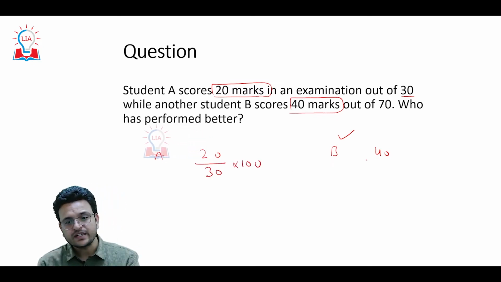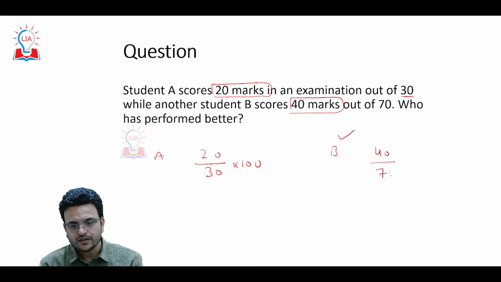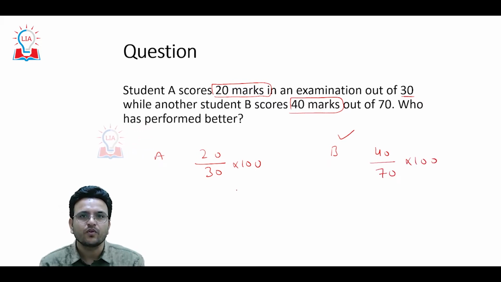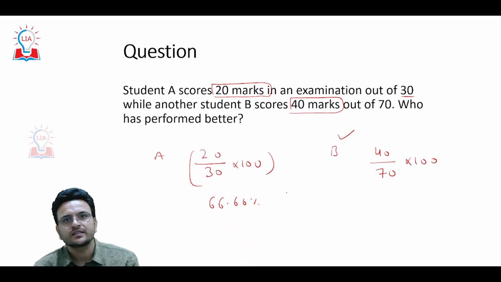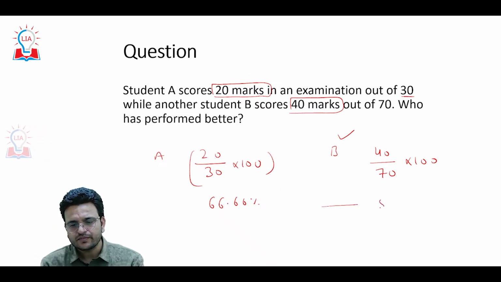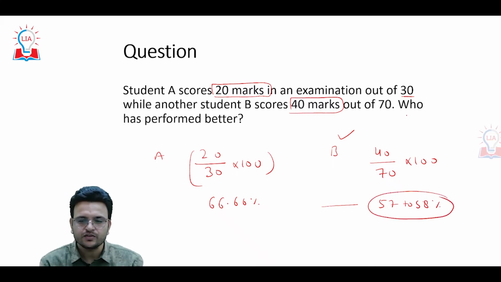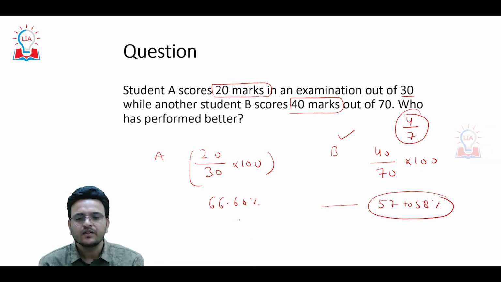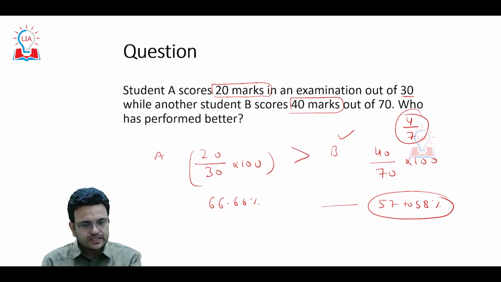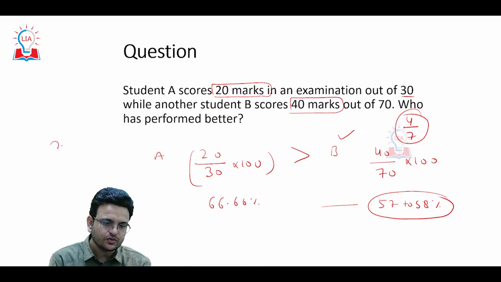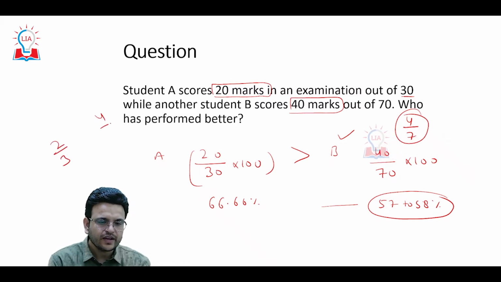B scored 40 marks out of 70. Now who performed better? So this will be around 66.66%. This will be around 57 to 58%. If you know the table, you know what is 4 upon 7. So who performed very well? A performed very well. So this is the ratio 2/3 and 4/7. Who is better? This is better.